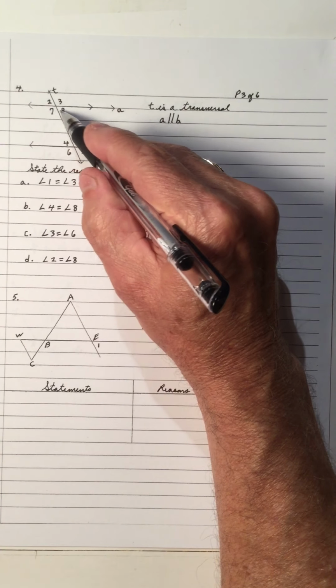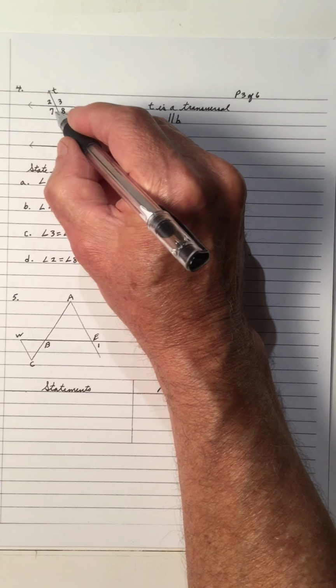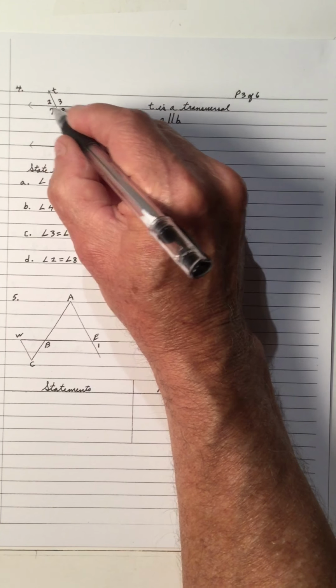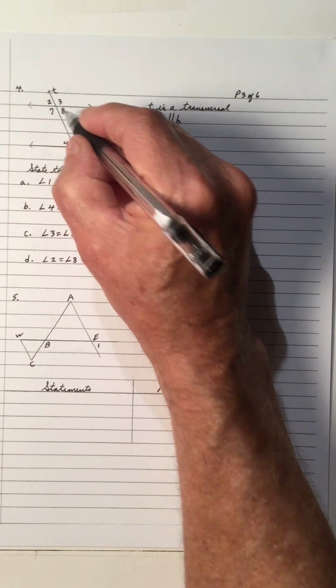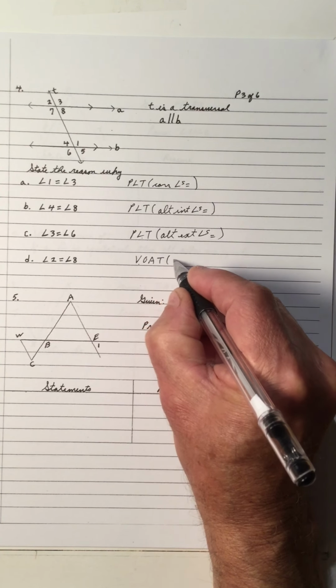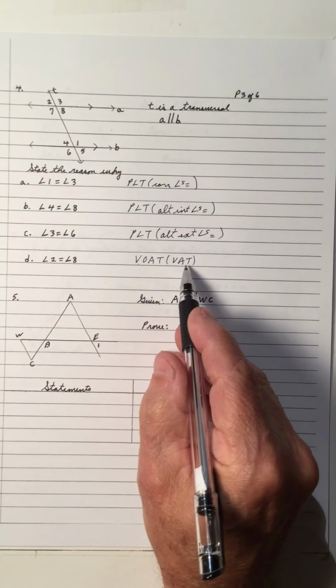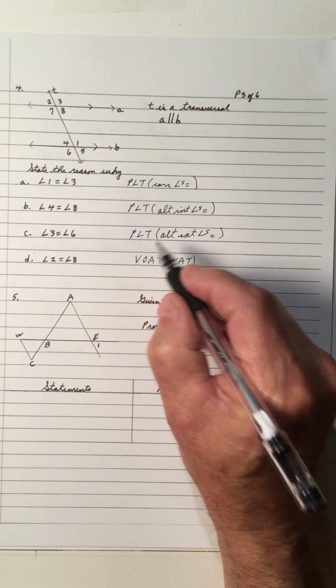And why is 2 equal to 8? 2 is equal to 8 because there's two lines intersecting. The vertically opposite angles are equal. So 2 equals 8, vertically opposite angles, VOAT or VAT, depending. Vertically opposite angles are equal when two lines intersect.